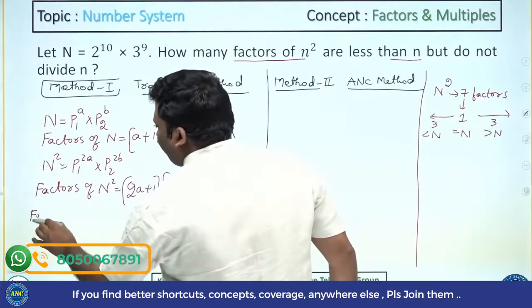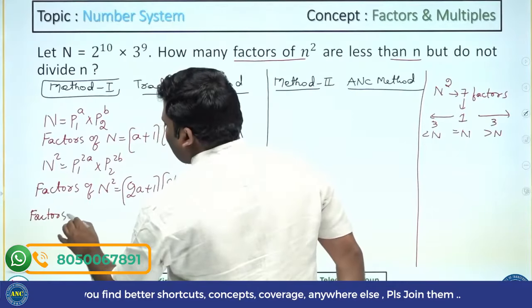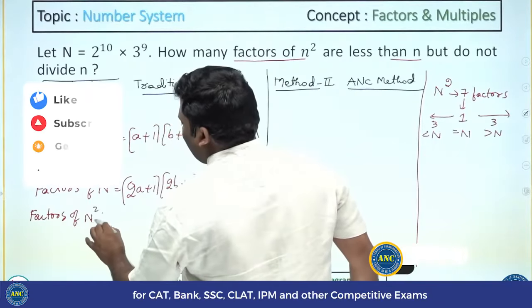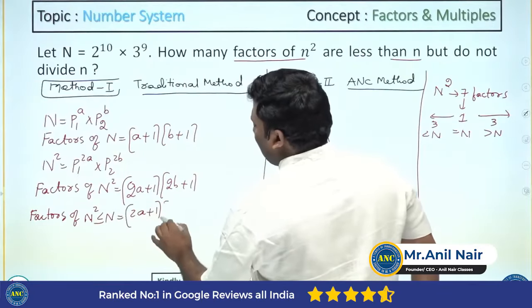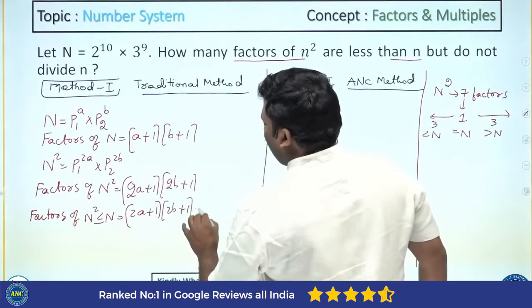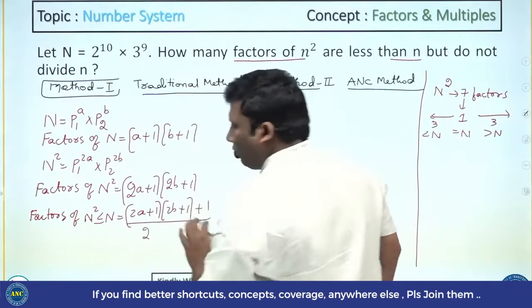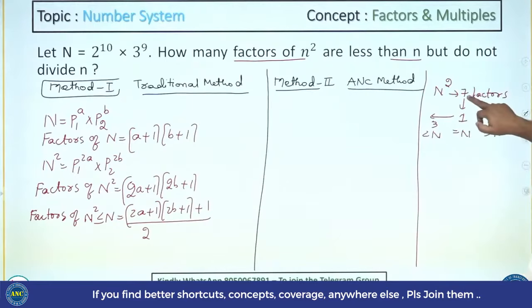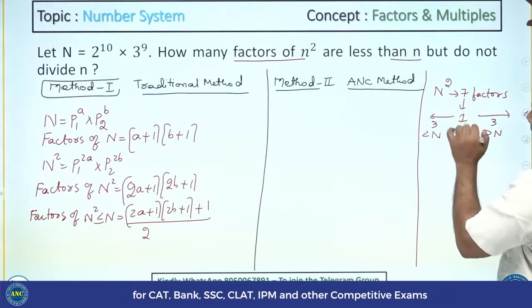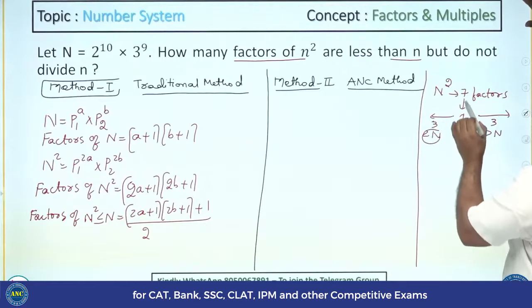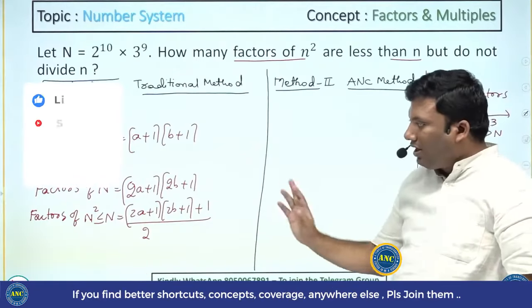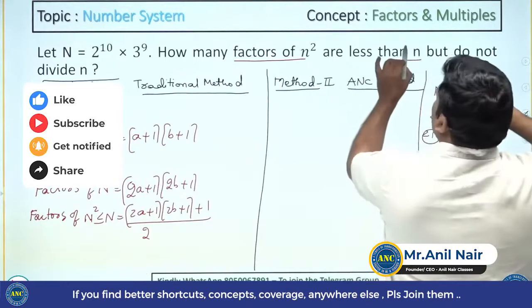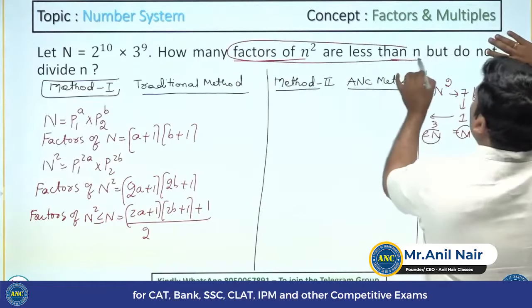So factors of n square less than or equivalent to n will be 2a plus 1 into 2b plus 1, plus 1, by 2. See here, if it is 7, factors of n square less than or equivalent to n: 7 plus 1, 8. 8 divided by 2, which is 4. Are you all with me? From this one, factors of n square less than n, I did it.